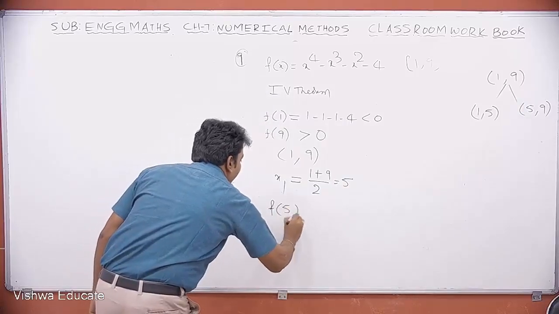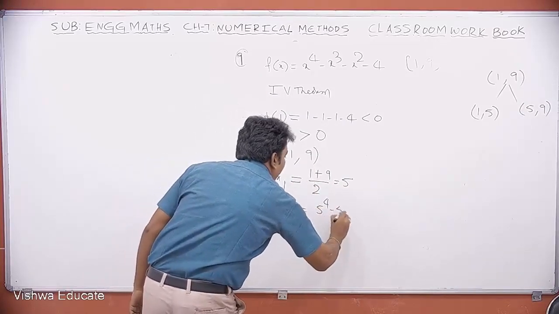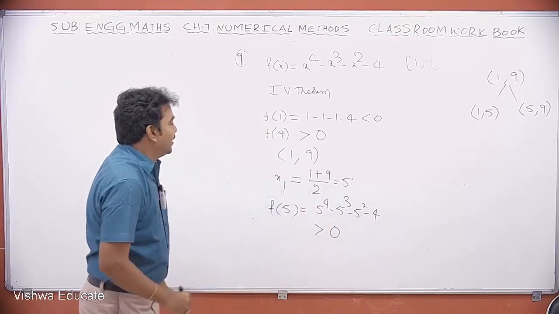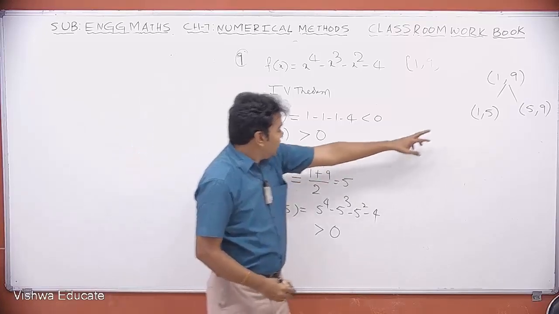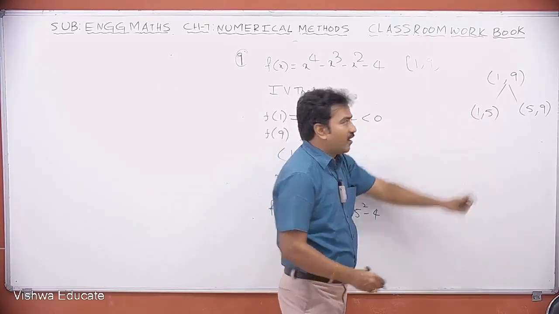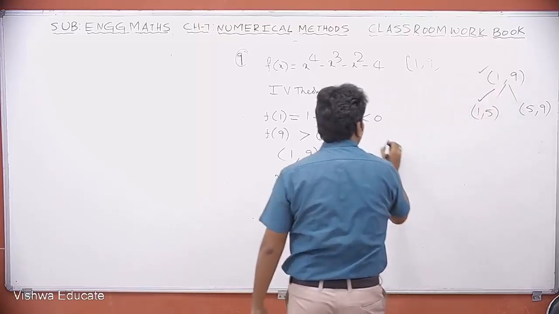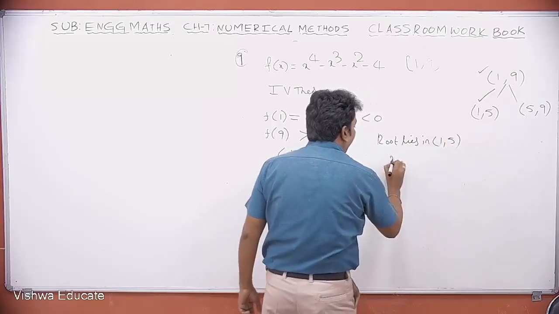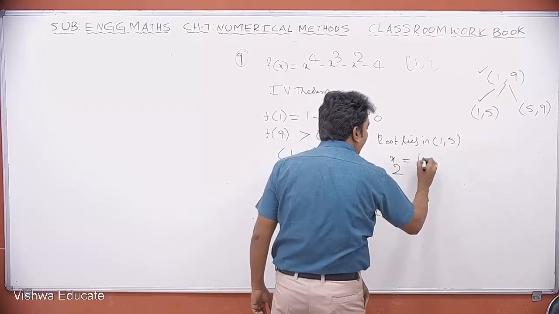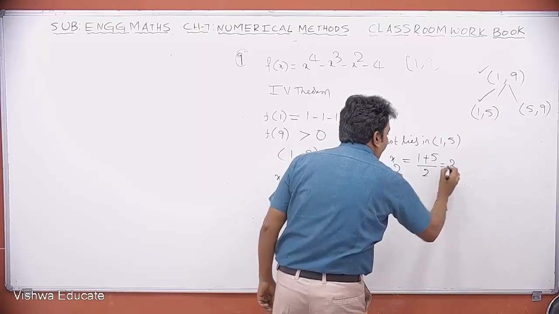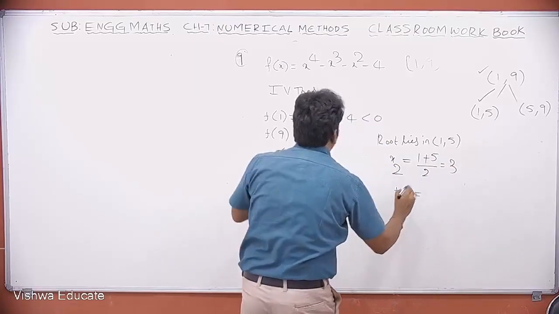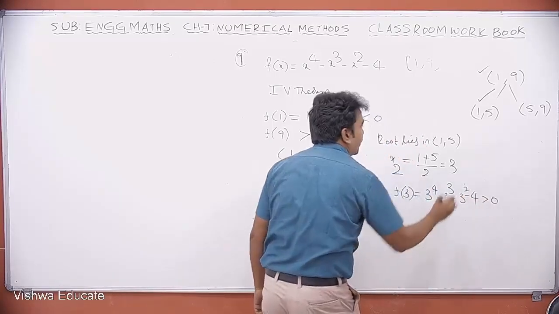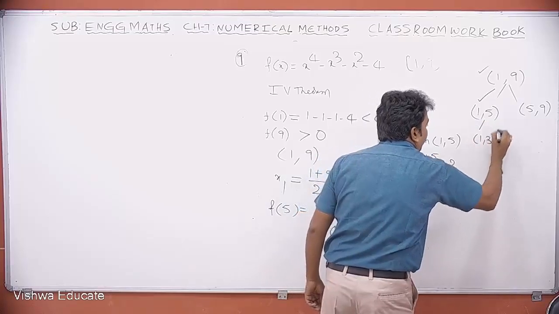Now what is f of 5? This is 5 power 4 minus 5 cube minus 5 square minus 4. I think this is a positive quantity. So you can see f of 1 is less than 0, f of 5 greater than 0. So the root lies in open interval 1 comma 5. Therefore the next approximation, iteration value, is x2 equal to the midpoint of this. So it is 3. Now calculate f of 3. This is 3 power 4 minus 3 cube minus 3 square minus 4. It is also positive. So divide this into two equal subintervals at its midpoint.